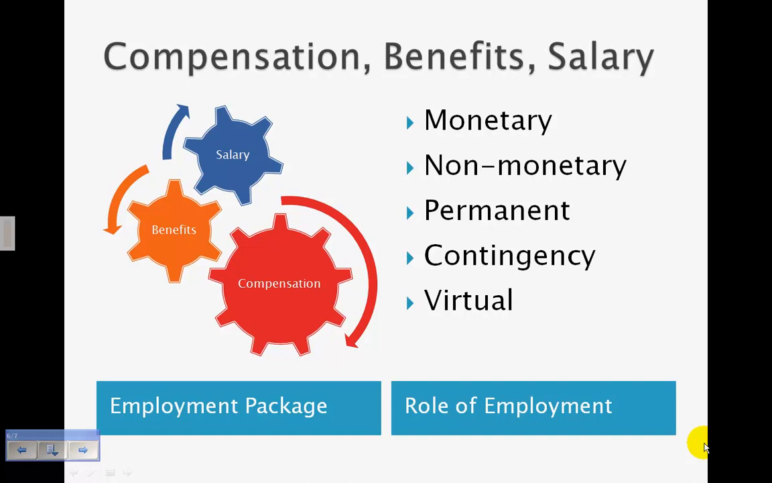So where we can look at compensation, benefits, and salary, we have different elements. How much of our workforce is permanent? How much is based on contingency? And how much can we do on a virtual basis? It really changes the way that we approach human resources, the kinds of attracting and selecting we do, the kinds of developing we do, how we retain, and of course, how we terminate is all affected by this new role of employment or social contract that we have today.